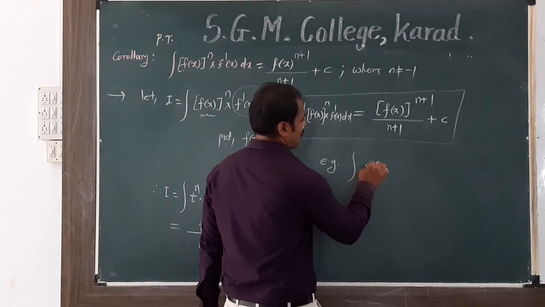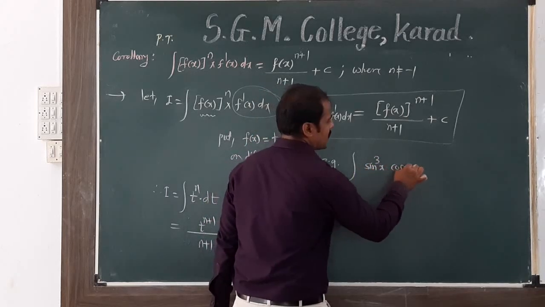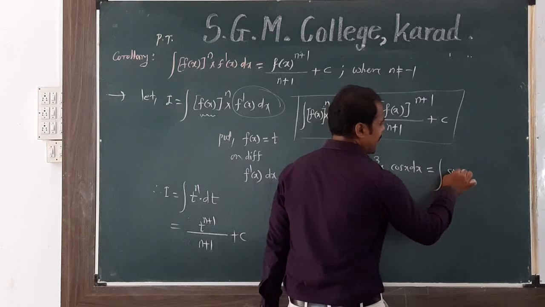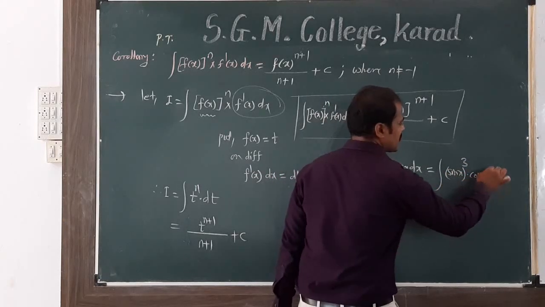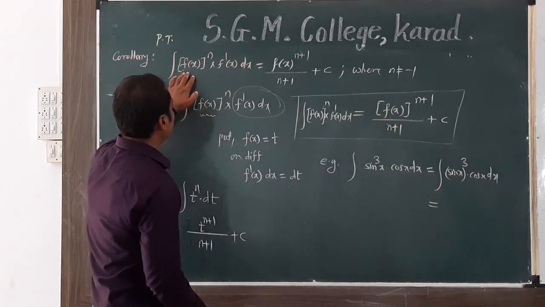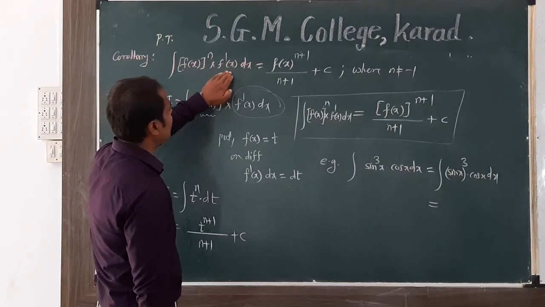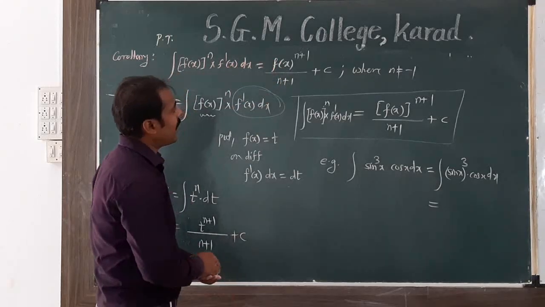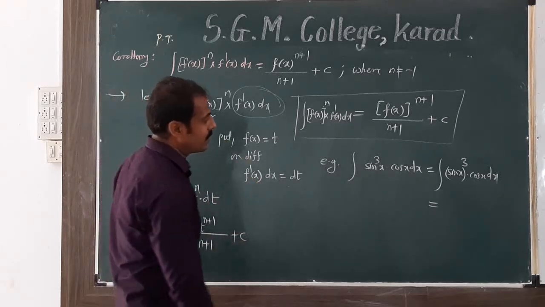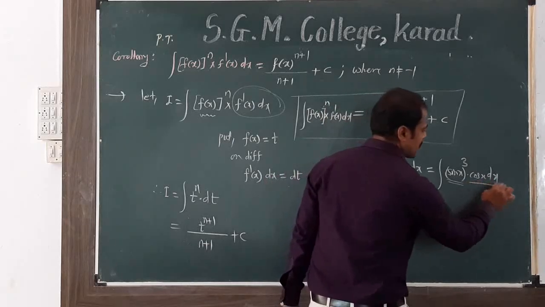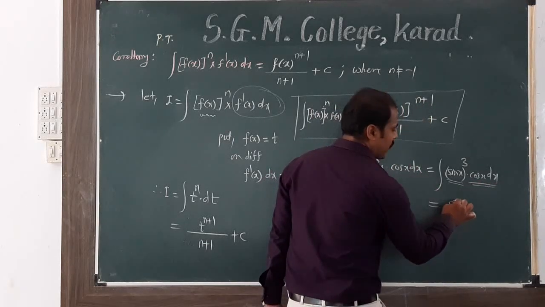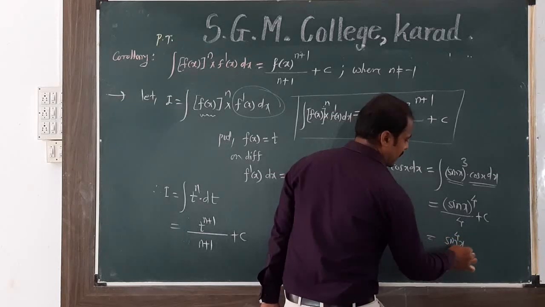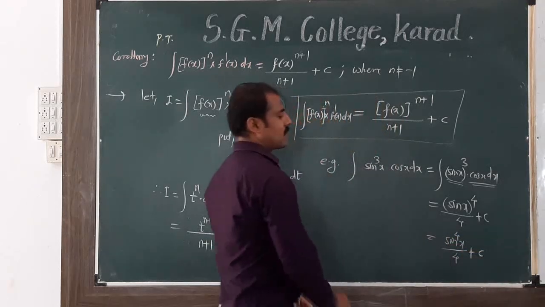Okay. For example, here is the example. Integration of sin cube x into cos x dx is equal to, look at here, sin cube x can be written as sin x bracket cubed into cos x dx, and the corollary says that for a function's power into its derivative, the answer of such type of integration is to add 1 to the power and divide by the same power of that function. Here that function is sin x, and the derivative of sin x is cos x. So add 1 to the power: sin x raised to 4 divided by 4 plus constant of integration c. This is simply written as sin 4x divided by 4 plus constant of integration c.